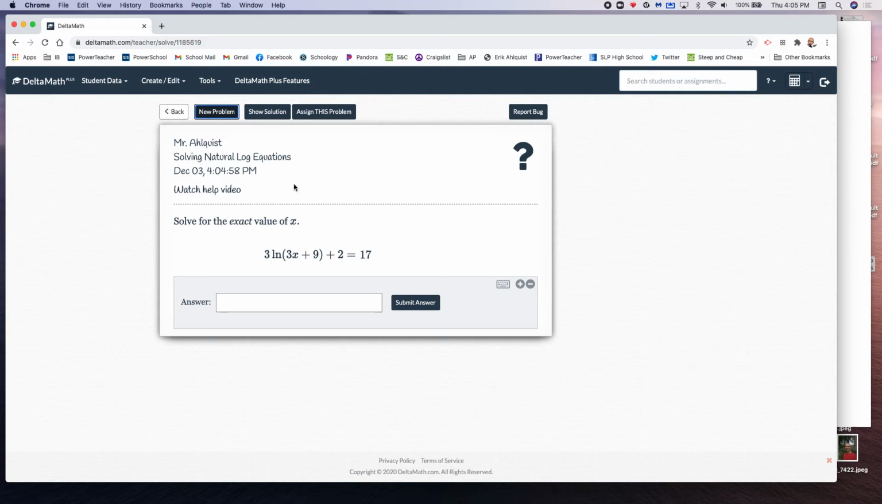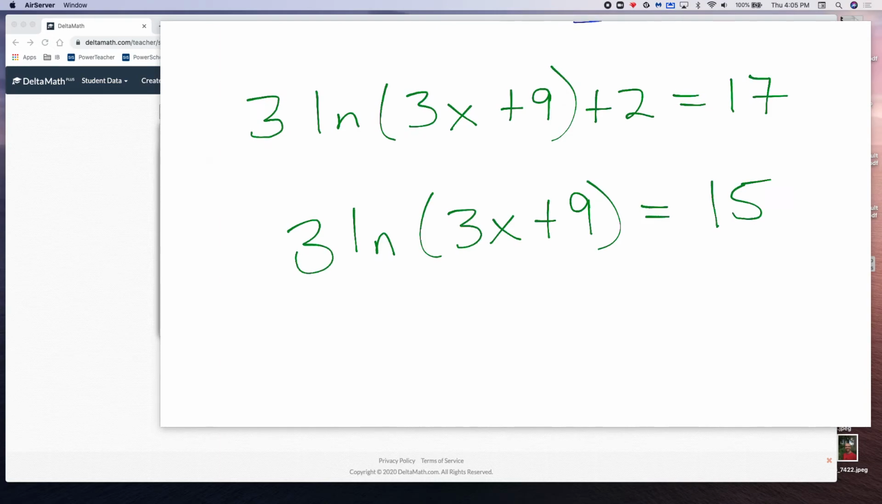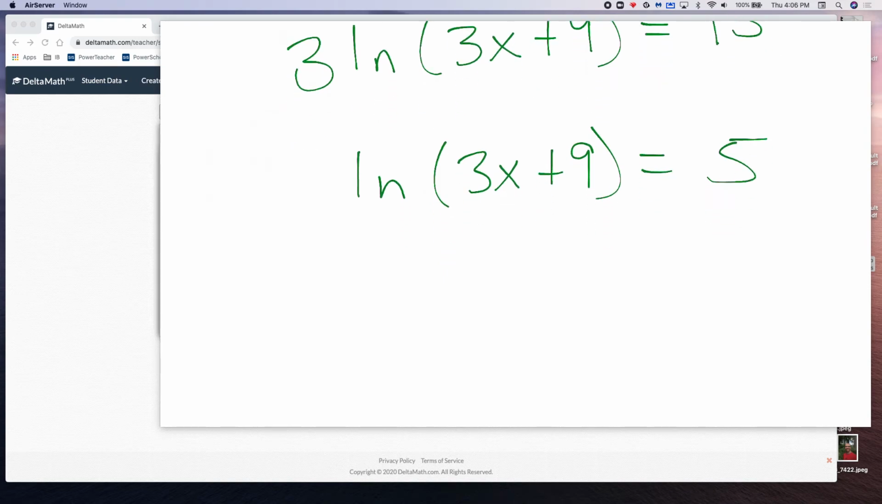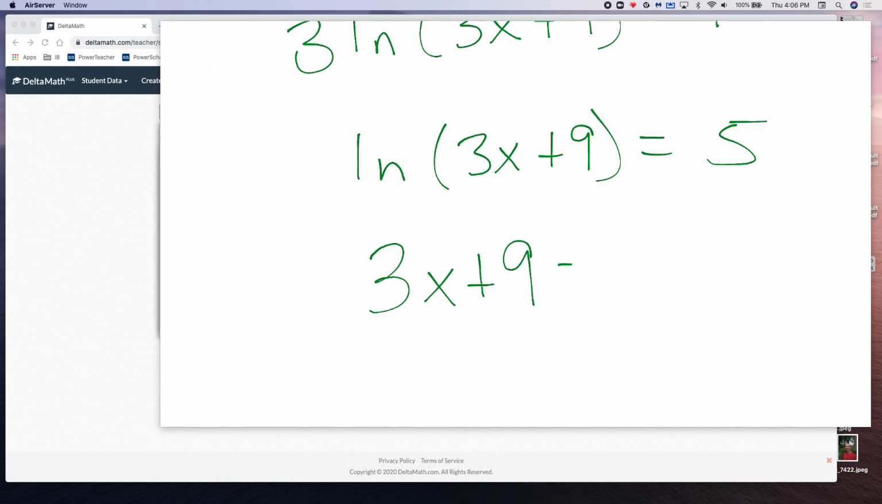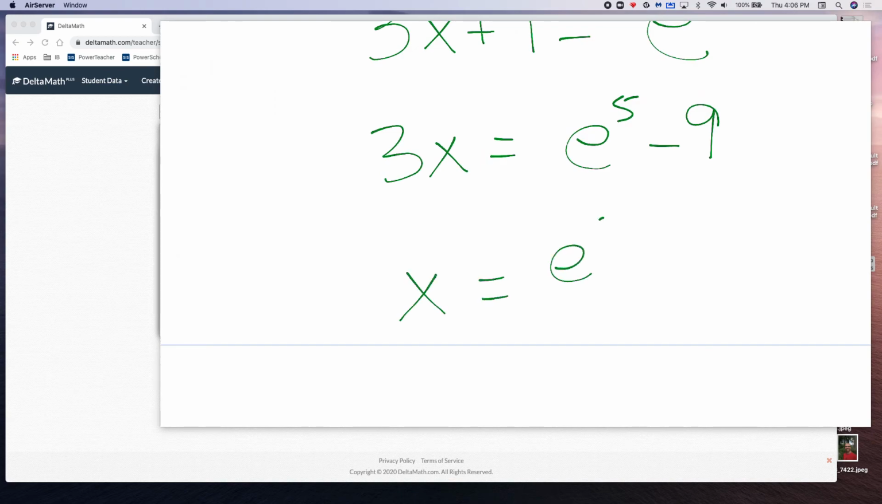Here's how I'd solve this. First thing I'd do is subtract 2. 3 times the natural log of 3x plus 9 is equal to 15. Whoops, let me get to that screen. Sorry. There you go. Just subtracted 2 from both sides. Divide by 3. The natural log of 3x plus 9 is equal to 5. 15 divided by 3 is 5. Now, 3x plus 9 has to equal e to the 5th power. Subtract 9. e to the 5th power minus 9. Divide by 3. We're just undoing using algebra.